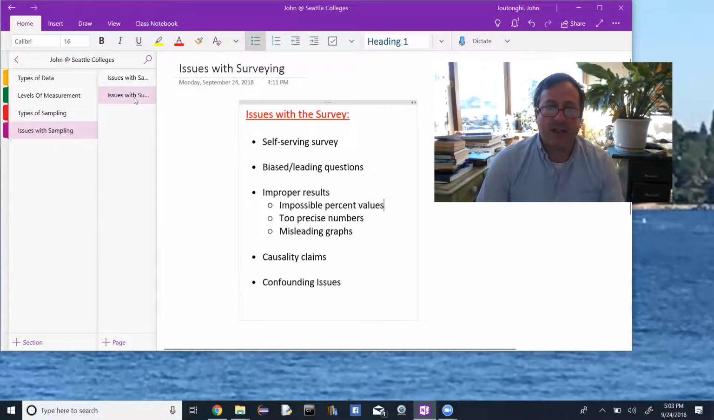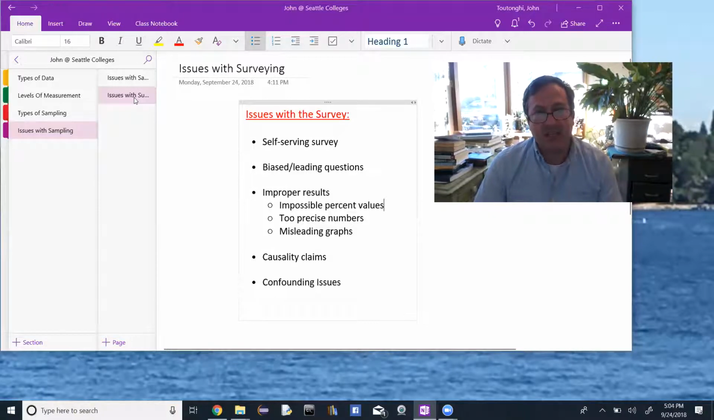In surveying, you also have to look out for biased or leading questions. A neutral way would be to say, rate your professor on a scale from poor being a zero to good being a five. A biased question would be like, did you like your instructor? Or, are you happy with this product? Just the way the question is asked can lead towards bias. Who's asking the question can also lead towards bias, again that self-serving survey, or biased or leading questions.